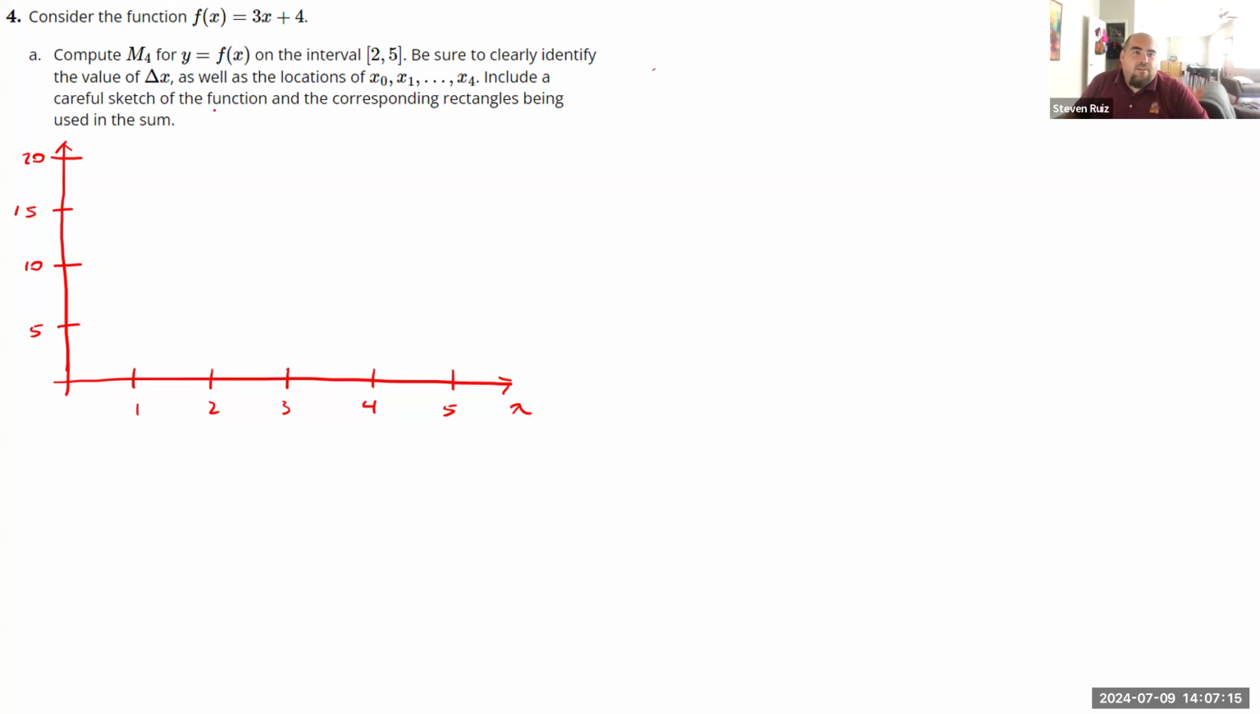Okay, so at x equals 2, I think y is equal to 10. At x equals 5, y is equal to 19. We know this is a straight line that joins these 2 points. All right, so this is the area we're going to be dealing with.